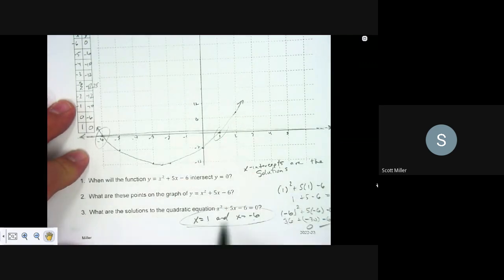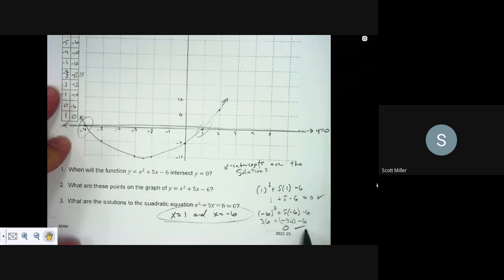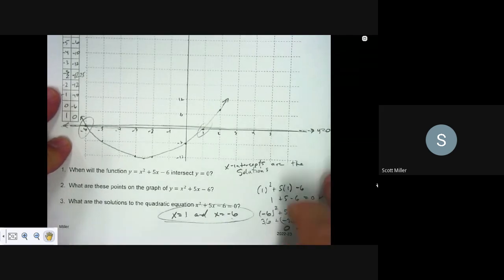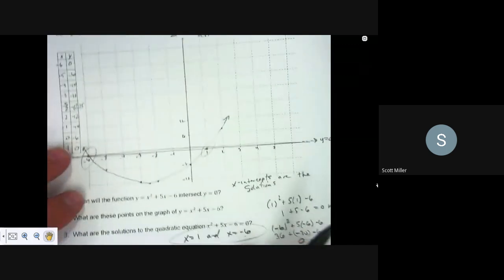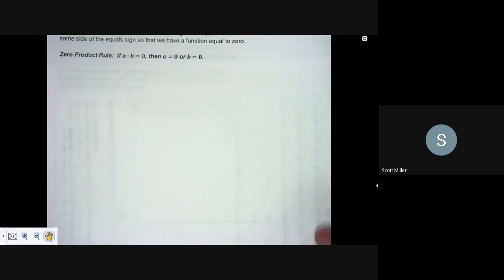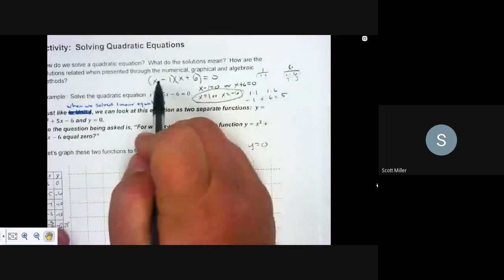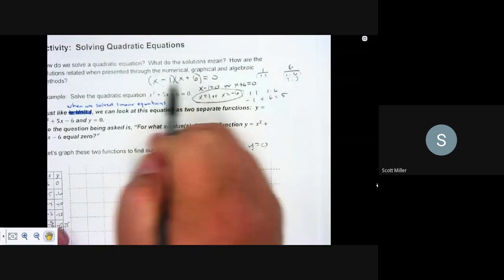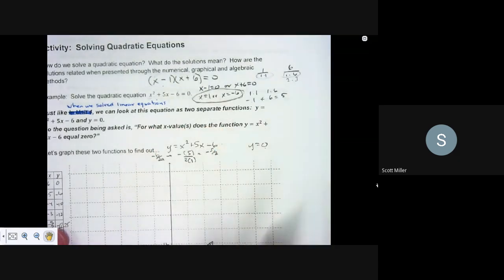And here's the two confirmed answers that we said were going to be the solutions when I plugged them in numerically. So everything comes together just like it did before in previous lessons. The same thing applies in quadratics. Okay? And so that's what we're going to be doing. So again, the zero product rule is what allows me to use the factoring technique to find the zeros. You can also look at it this way. What number makes that 0? What number makes that 0? The same process. That's what we're doing.